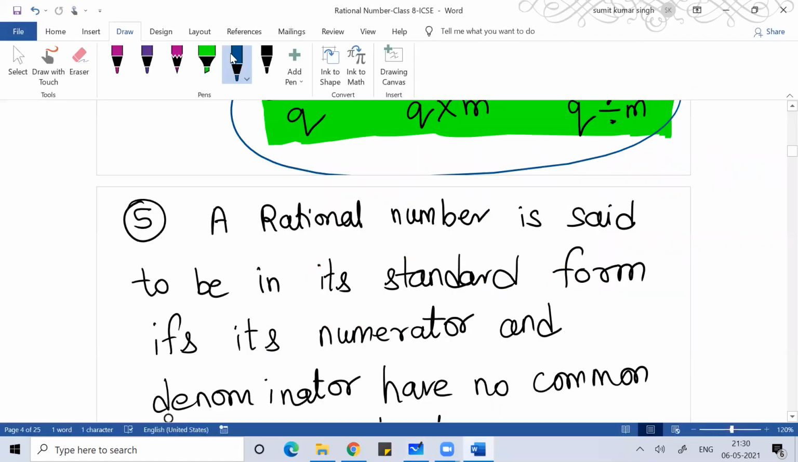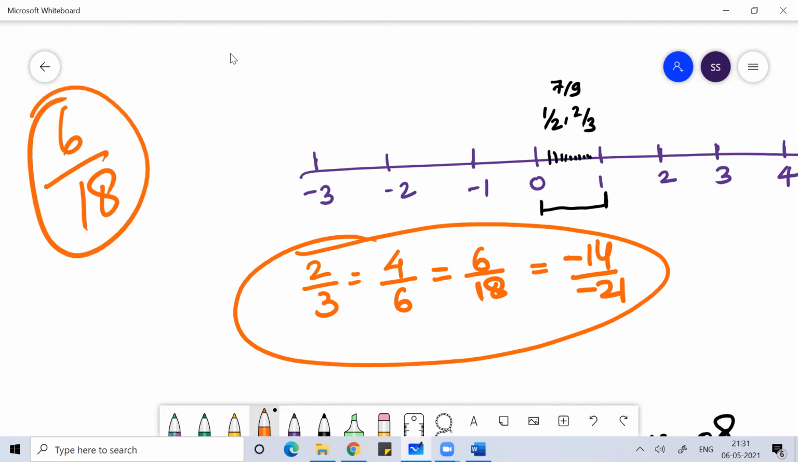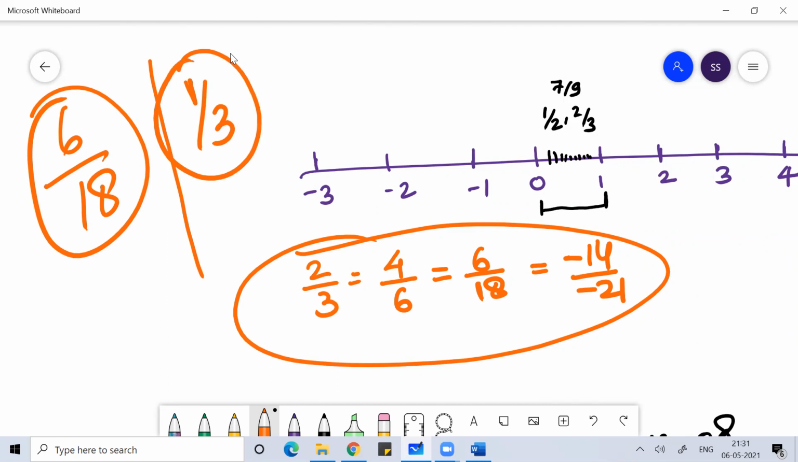Fine. Normally, whenever we have to represent a rational number, you never see any rational numbers written like 6 by 18, because we normally don't do that. If we have to represent it, we write it as 1 by 3, because 6 by 18 is not in the standard form. So you need to make it in the form of standard form. So how do you do that?